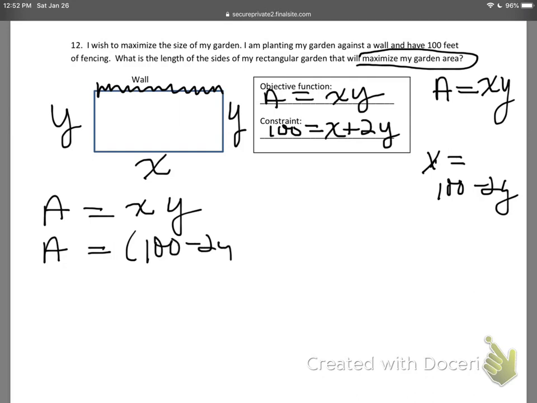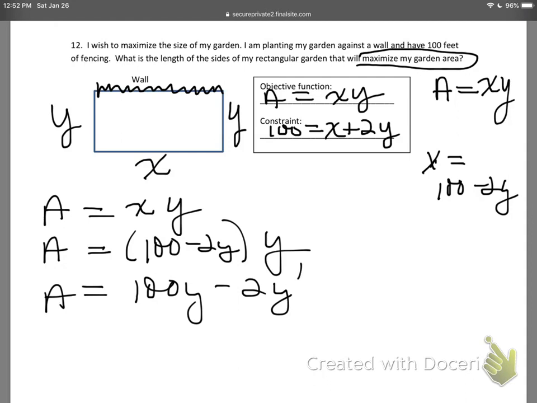100 minus 2y times my y. So go ahead and distribute that, or if you want to use the product rule to take a derivative, you certainly may. Now I'm ready to take my derivative. So my derivative is going to be 100 minus 4y.